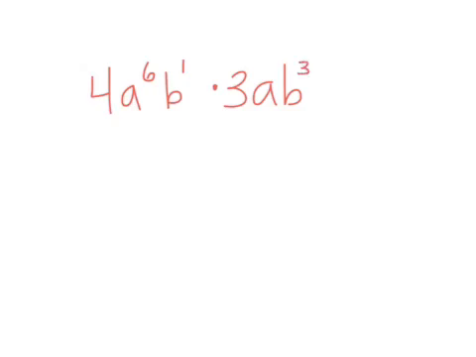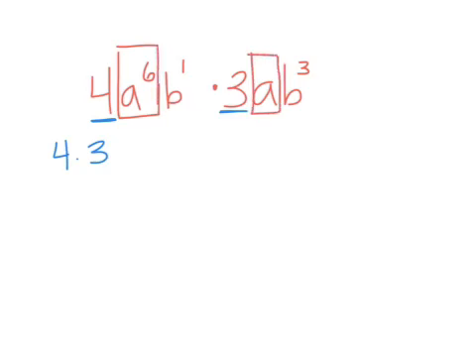Say I want to multiply 4a to the 6th power and b to the power of 1 times 3a to the power of 3. So again, I'm going to start with my coefficients. I've got my 4 and my 3, so let's just separate that out for you. And then I'm going to go base by base. In other words, a's with a's and b's with b's. So let's take this piece and highlight that, and then I'm going to take my a and highlight that.